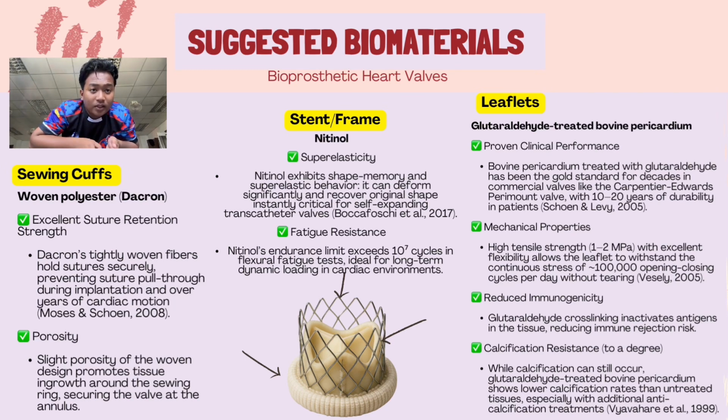Okay, third, leaflets. We propose glutaraldehyde-treated bovine pericardium as ideal. It has proven clinical performance with up to 20 years of durability, high tensile strength, flexibility, reduced immunogenicity, and lower rates of calcification compared to untreated tissue. By combining this material and design consideration, we can create a safe, long-lasting bioprosthetic heart valve that closely replicates natural function. And so, thank you.